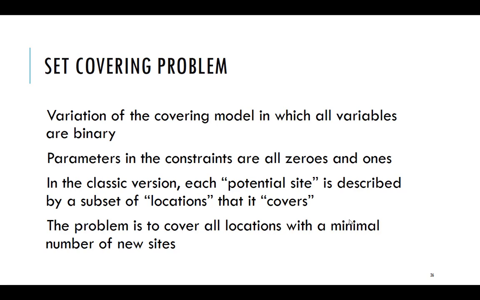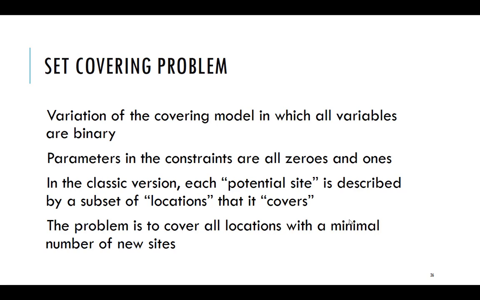So let's look at another example of using binary variables in an integer program. This is the set covering problem. It's a variation, or specialization, of the covering model in general, and the narrowing is that all of the variables are binary. So we're going to have a BIP, a binary integer program. The parameters and the constraints are all zeros and ones.